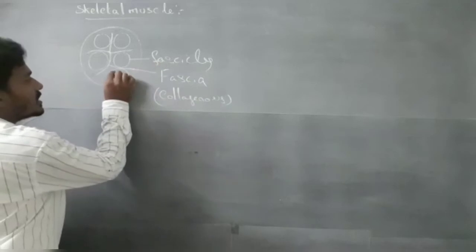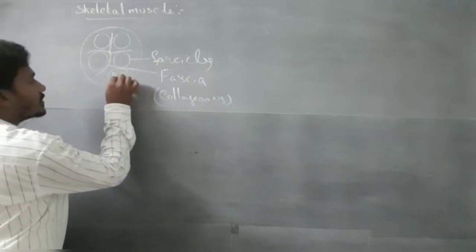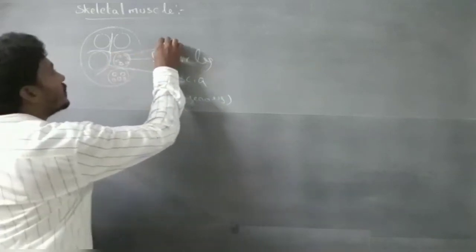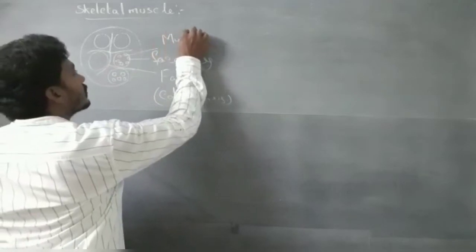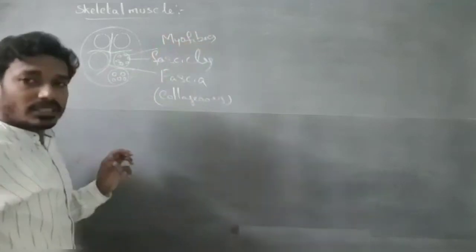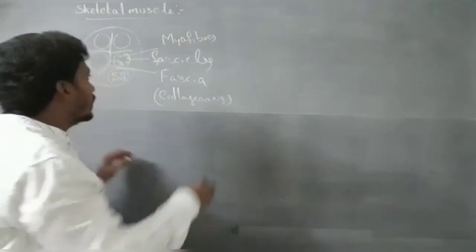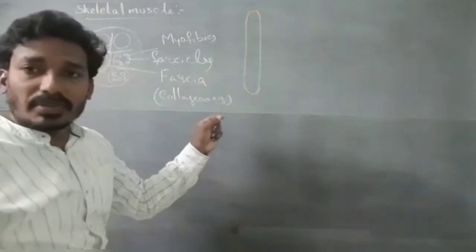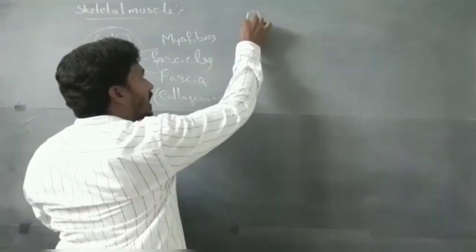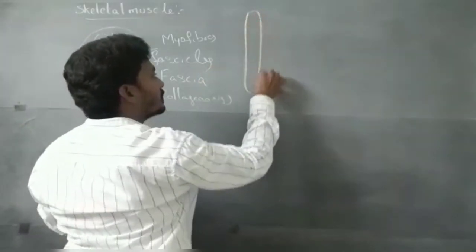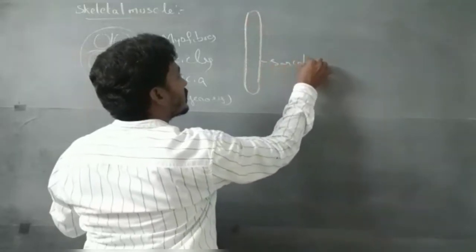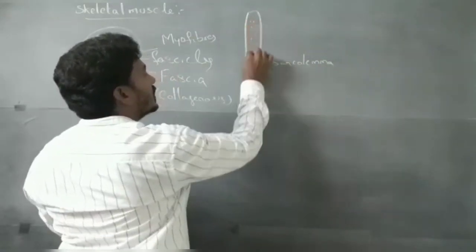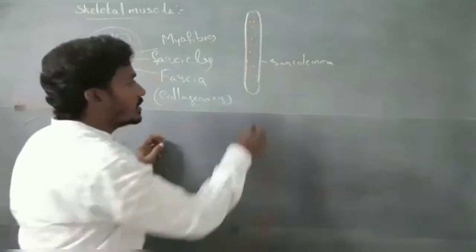Each fascicle contains myofibers. Myofibers are muscle fibers. This is a muscle fiber. A muscle fiber is covered by a plasma membrane called sarcolemma. It contains sarcoplasm. It contains cytoplasm. Cytoplasm is also called sarcoplasm.